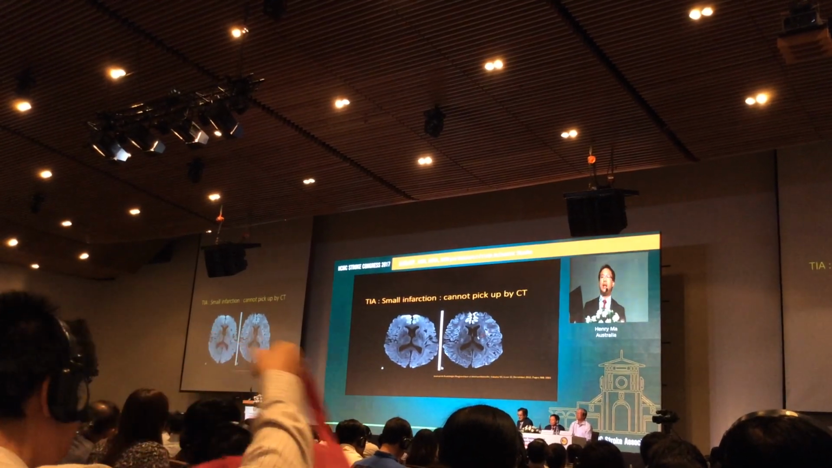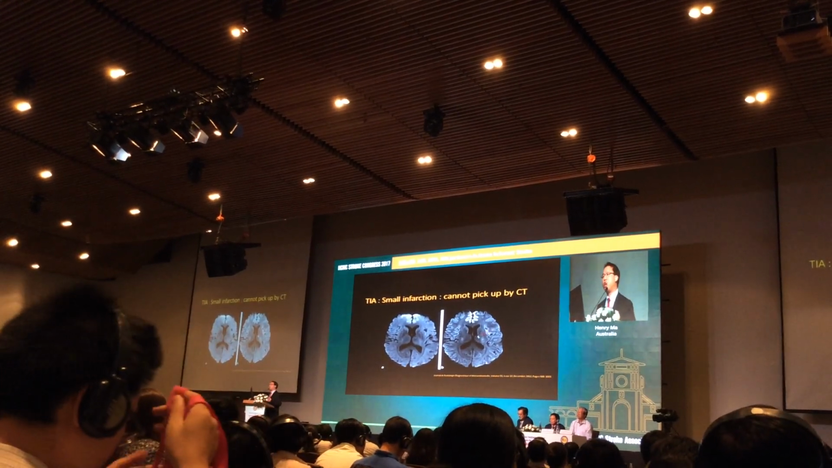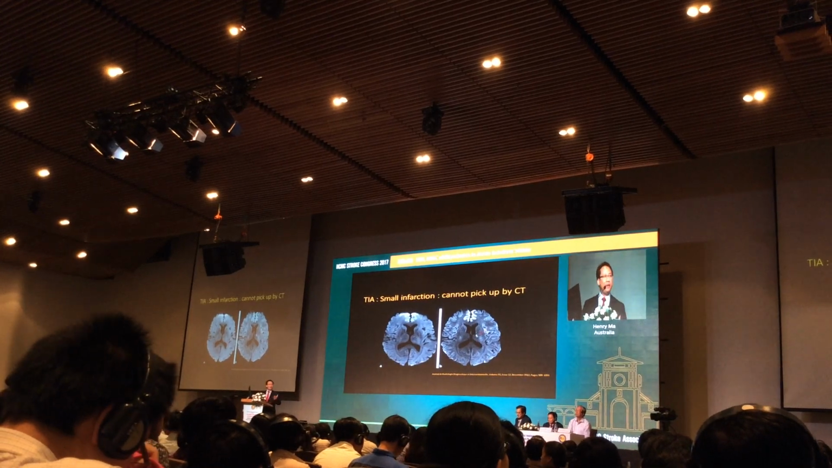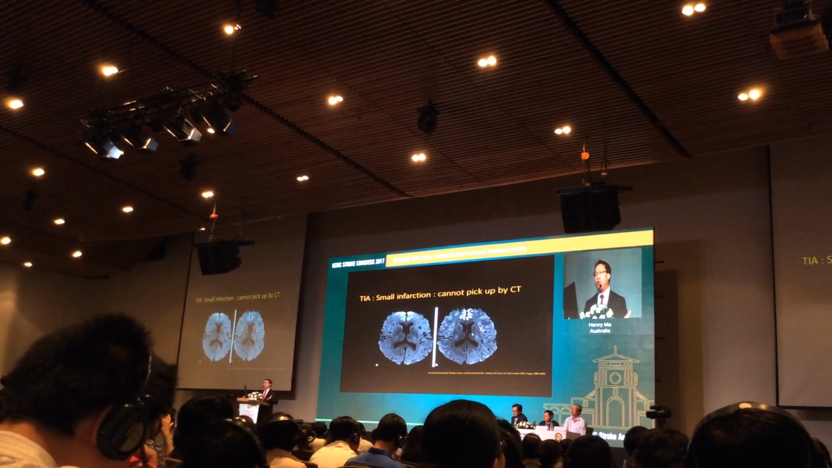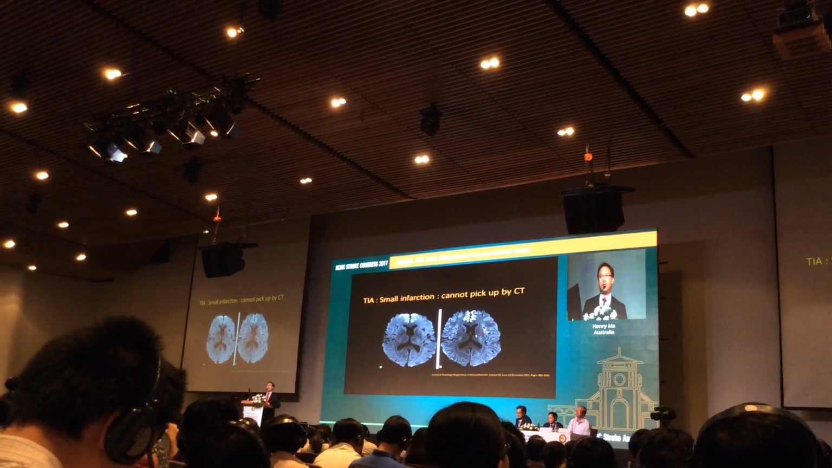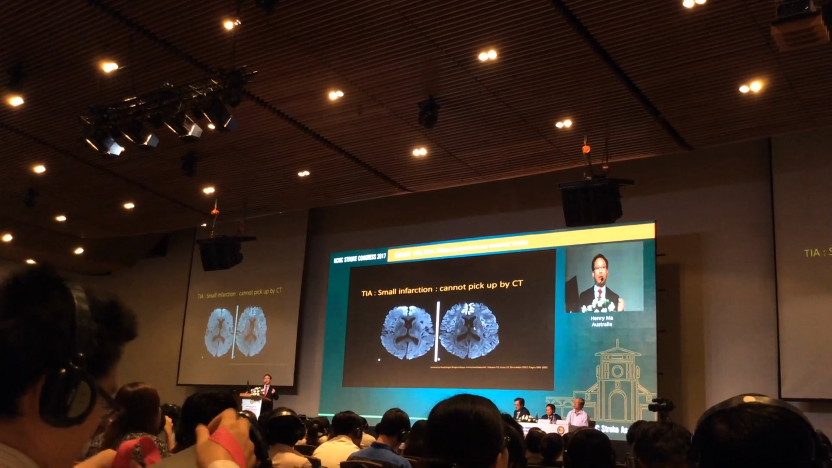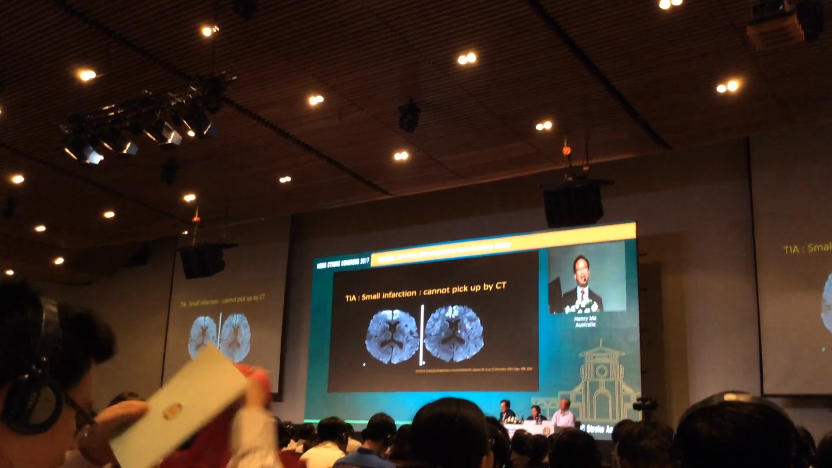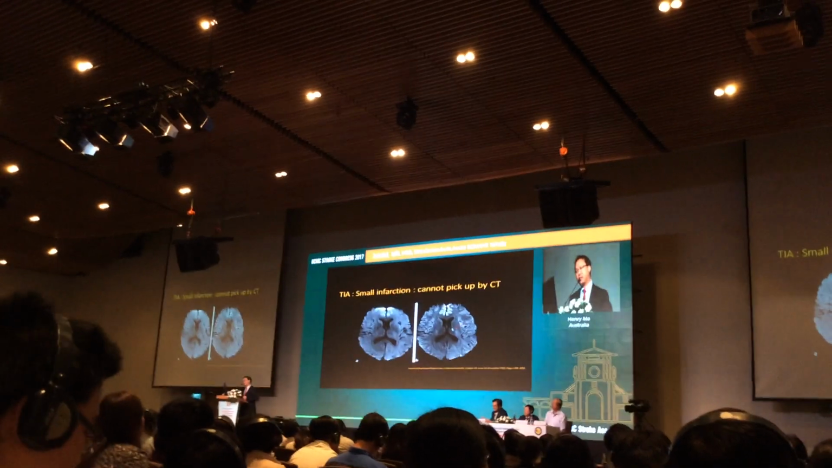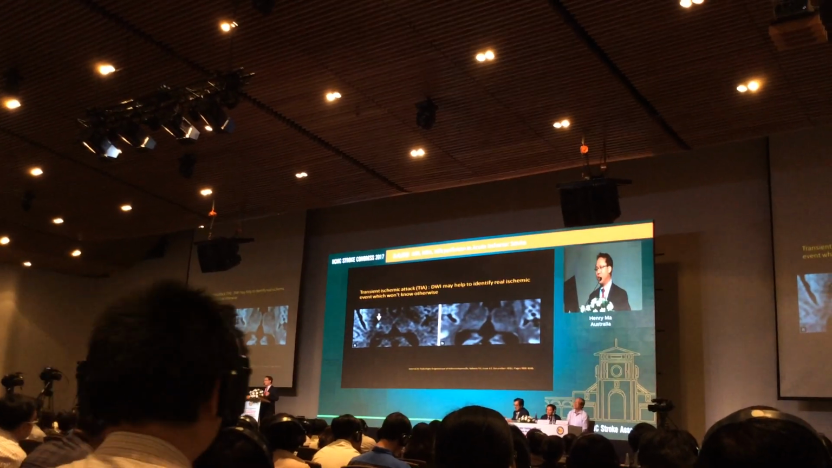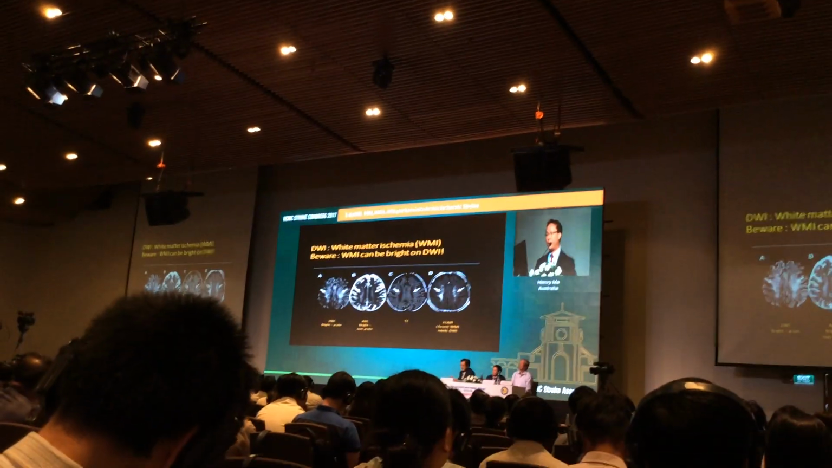So again, this is another situation. The patient was diagnosed to be a TIA. In fact, when you do a scan, there is a lesion. 30% of TIA has got a DWI lesion. They're not true TIAs. They've got tissue infarcts. So this is another example we'll talk about.